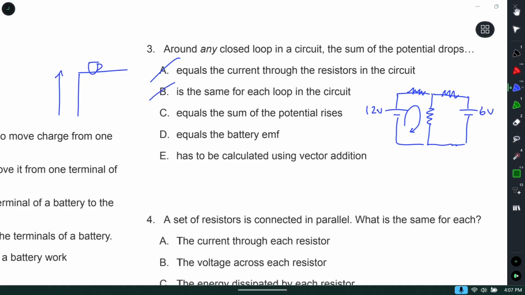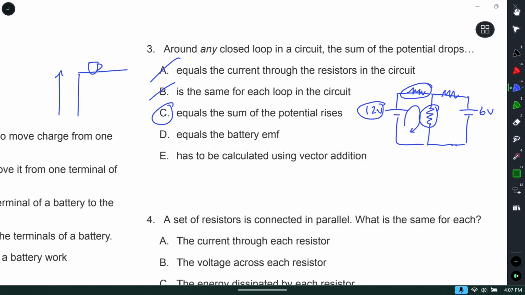But it does have to equal the sum of the potential rises. So if we have drops across these resistors, they have to equal the rise provided by the battery. So if the battery provides 12 volts, we have to have a 12-volt drop across those two resistors.